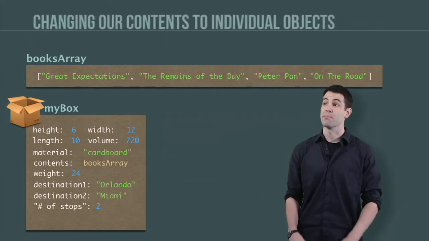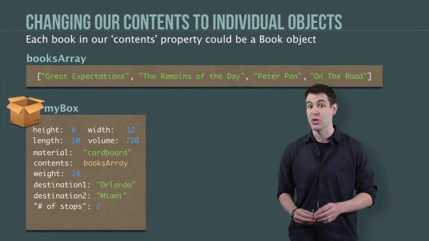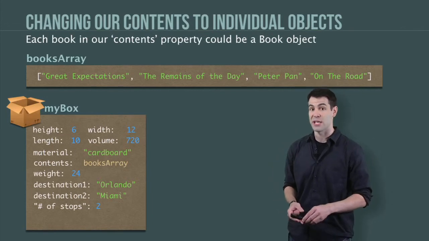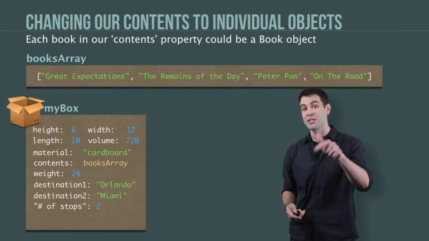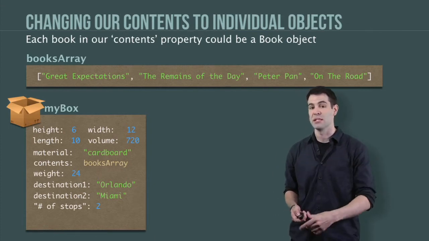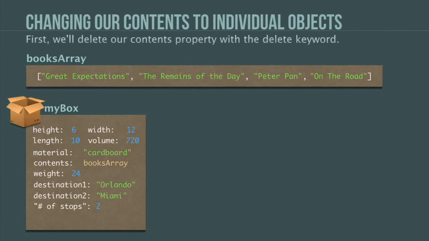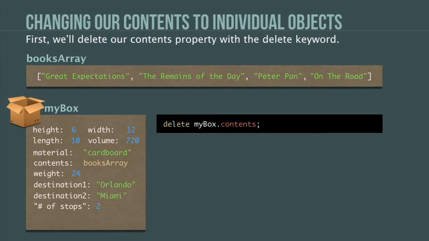Here's where it gets interesting, because our contents could actually be individual objects. Each book that's in our contents property could actually be its own book object. Let's take a look. First, we need to delete our contents property with the delete keyword. Let's see what we can do here. So there's the delete keyword, and we say delete mybox.contents.